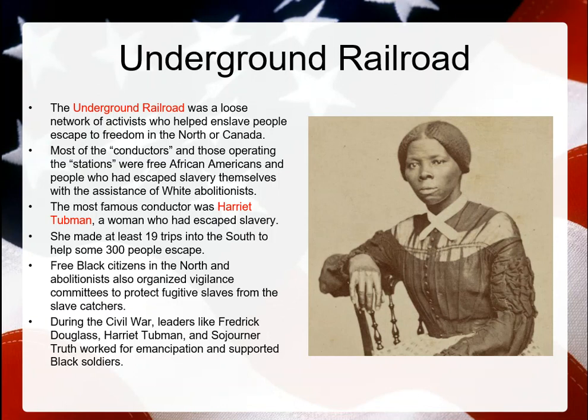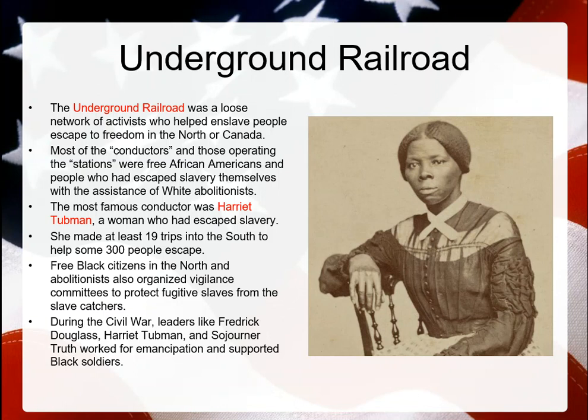Now, many of the white abolitionists were some of the hubs where people would stay the night and take cover. So you have white abolitionists and freed Black former slaves coming together to create this Underground Railroad, which is going to further drive another wedge between the South and the North, right?